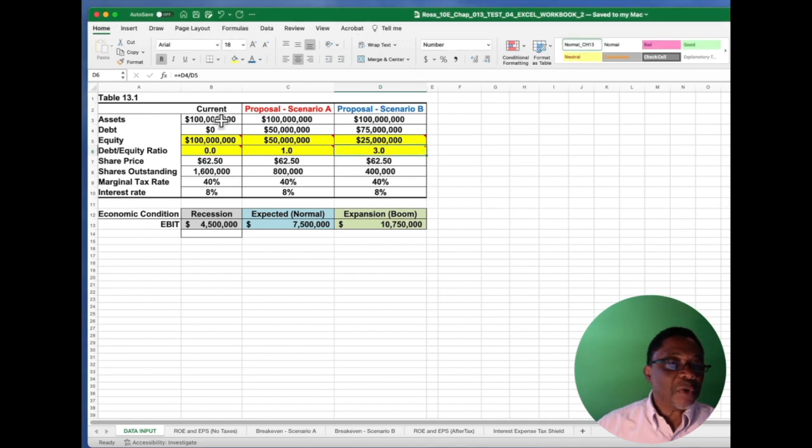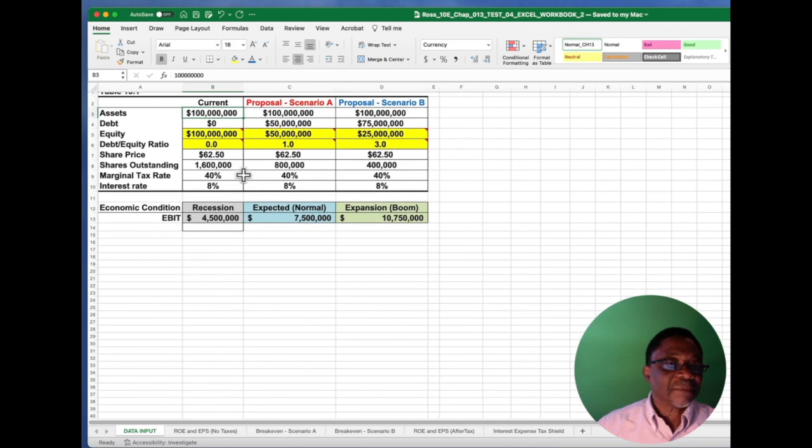Now, as normal, if a cell is colored yellow, don't change it. Any of these other cells that are colored white, you can change, and you can even change these cells here for EBIT. You can change the values in these cells for EBIT.